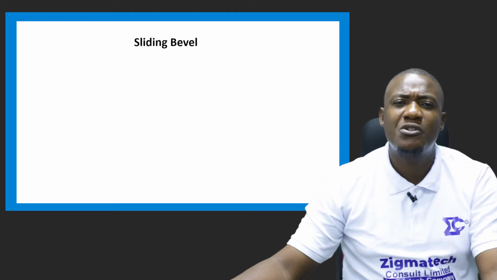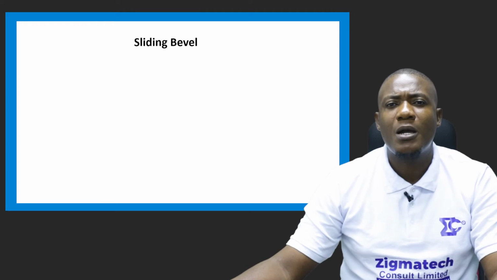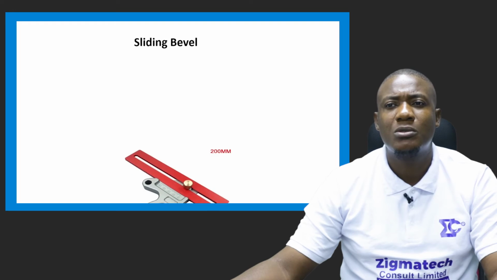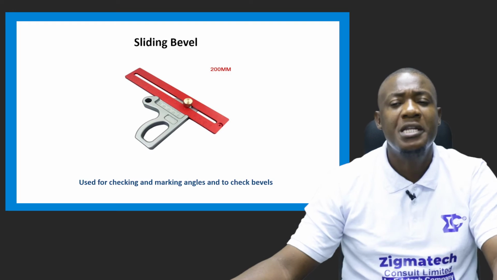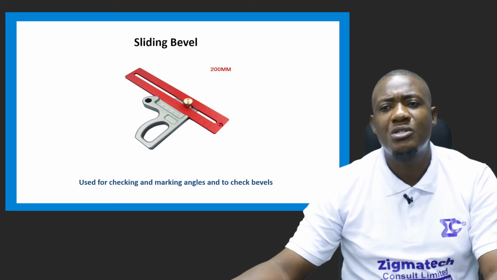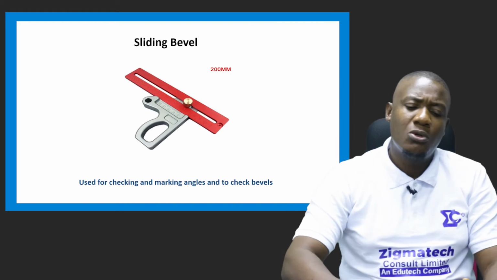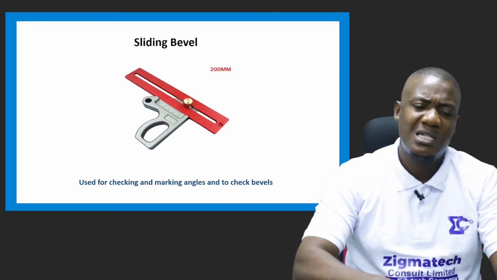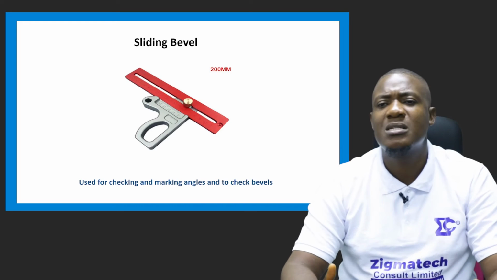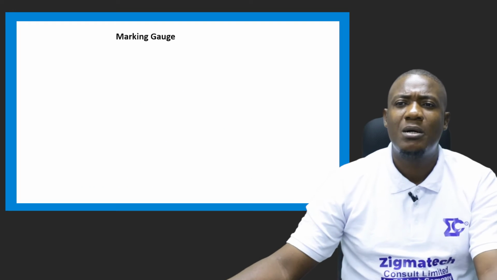We also have another important setting out tool or marking out tool here that we call the sliding bevel. This is basically used for checking and marking angles and to check bevels. That's what we use the sliding bevels for, to mark out angles and check bevels. Is it a certain bevel that you want? So that's what we use this particular marking out tool for.